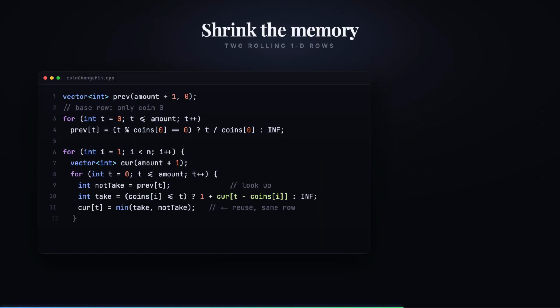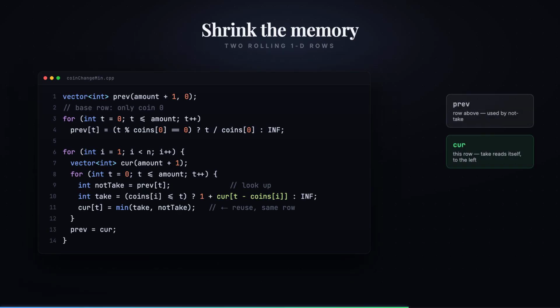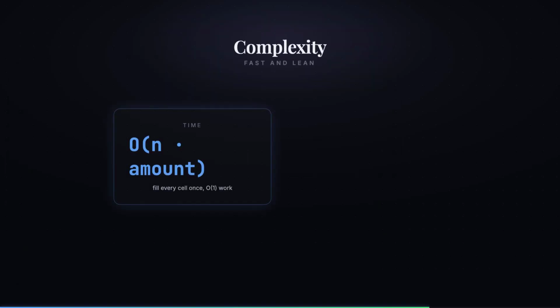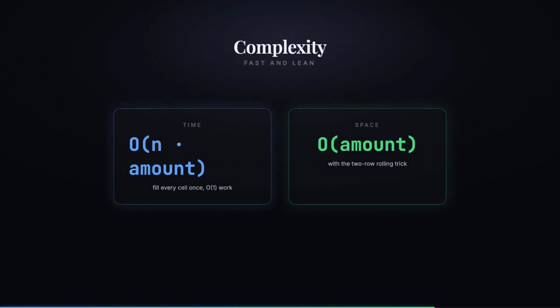We can shrink the memory. Not take reads the row above, so keep a prev row. Take reads the current row to its left, so keep a cur row. Two one-dimensional arrays, and the answer is identical. The cost? We fill n times amount cells, each in constant time. Time is order n times amount. Space, with the rolling trick, is just order amount.